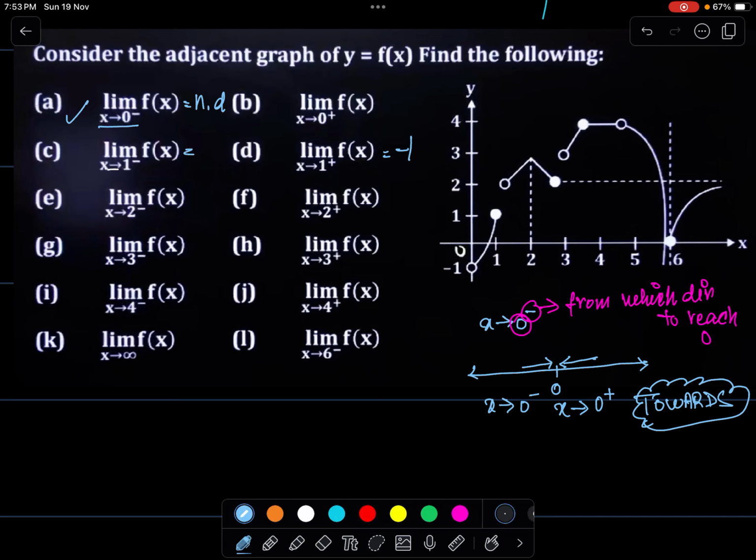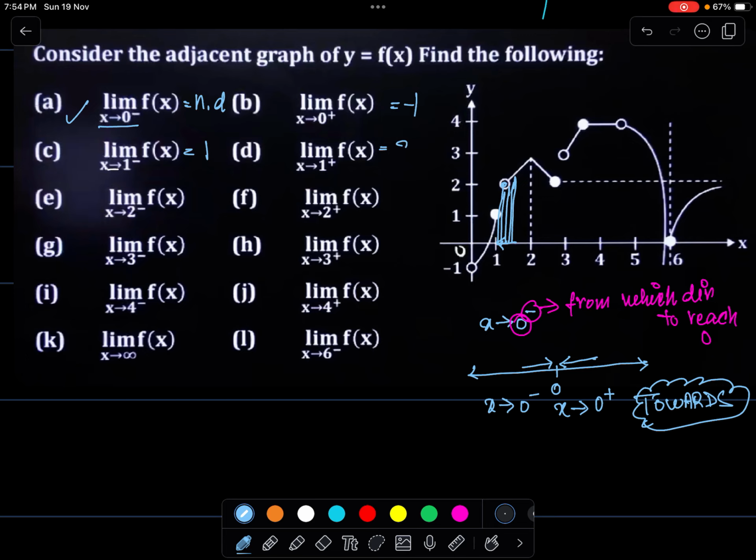Now let's look at this. I have to go to 1 and I have to move from the left hand side, and if you look, when I move from this, the function value is reaching to 1. And when I am moving from the right hand side towards 1, you have to look at the function value where it is going.